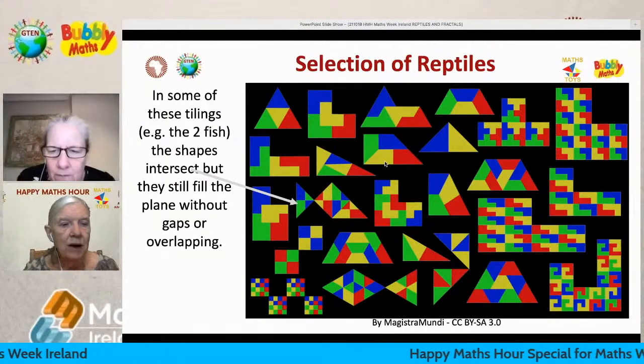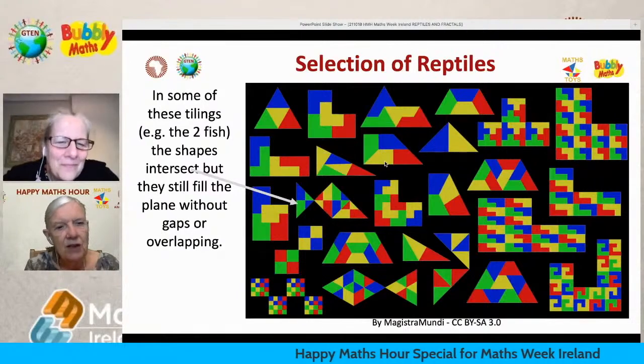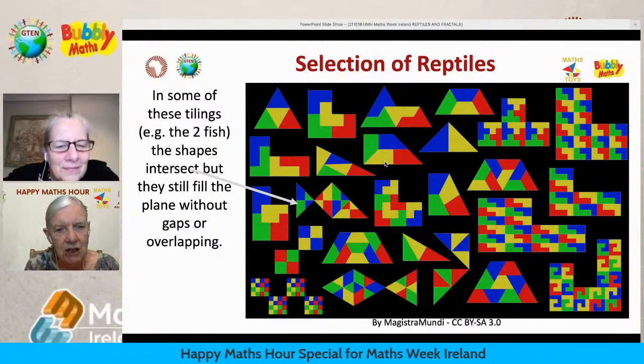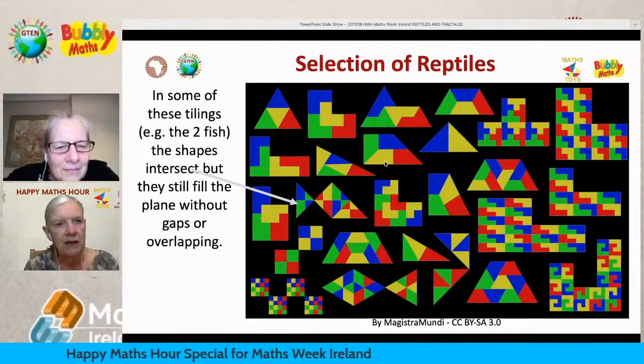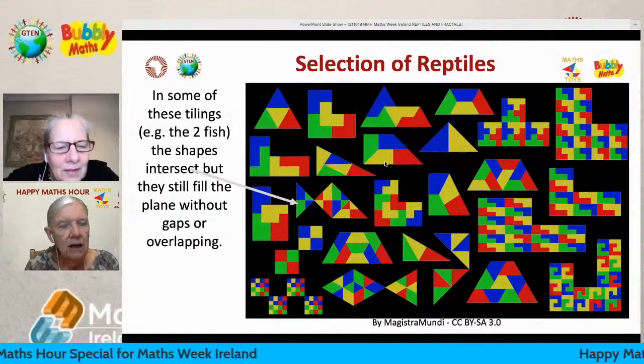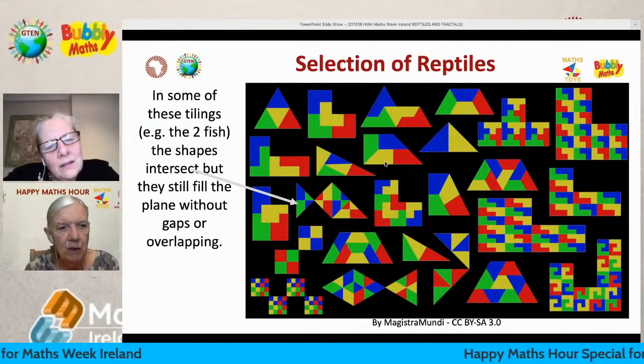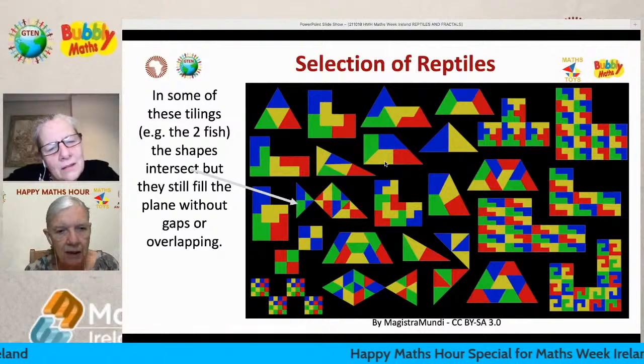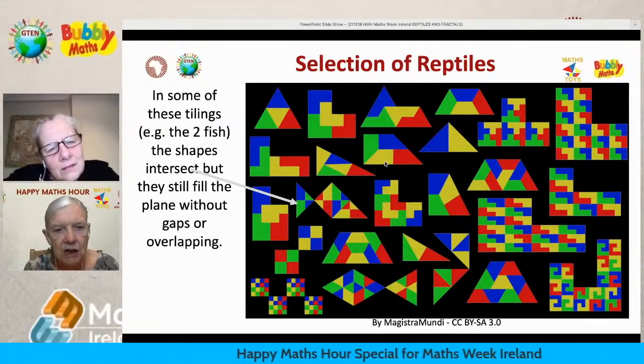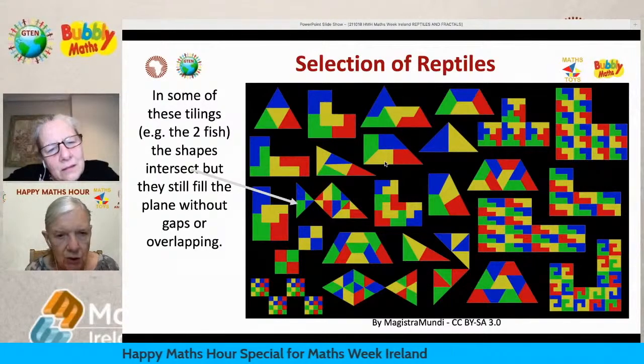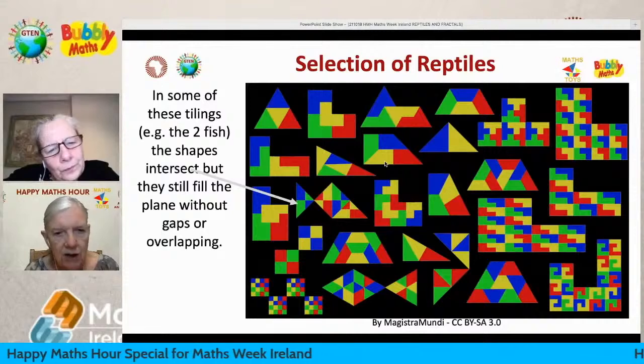Well, that's why the arrow is there, to point out that they sort of intersect. So they actually fill the space. They genuinely make a tiling. They actually fill space without any gaps or overlapping. But you can see on the smaller versions, you've got green, red, yellow, and blue fish, right?